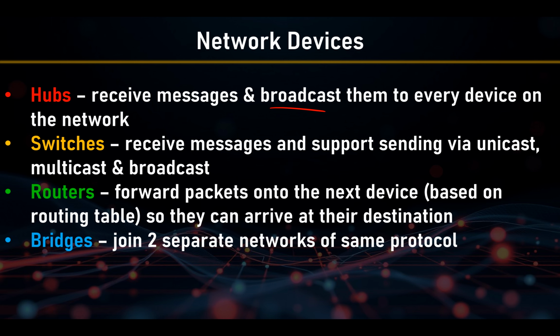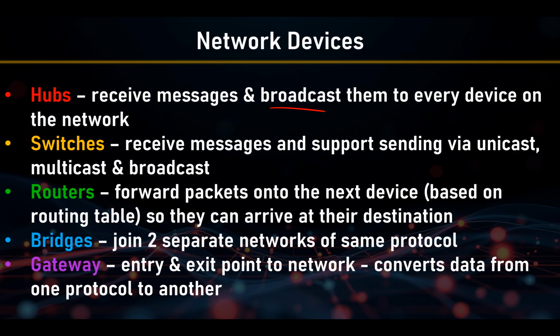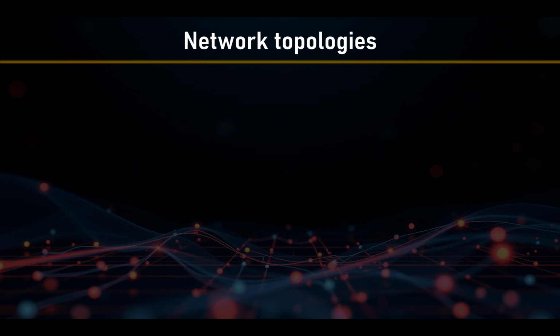Bridges, so they're used to join 2 separate networks of the same protocol. Then finally gateway, that's going to be the entry and exit point of a network. It's going to convert data from one protocol to another. And if we talk about a home router, a home router is actually going to do the functionality of all of these. Also, for example, a DNS server, a DHCP server as well. And the reason for that is that a home user is not going to want to buy 6 different hardware devices. They're going to want all of that functionality built into one device, just for simplicity, and also cost.